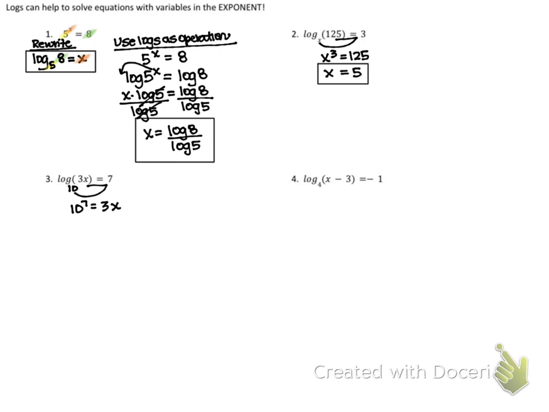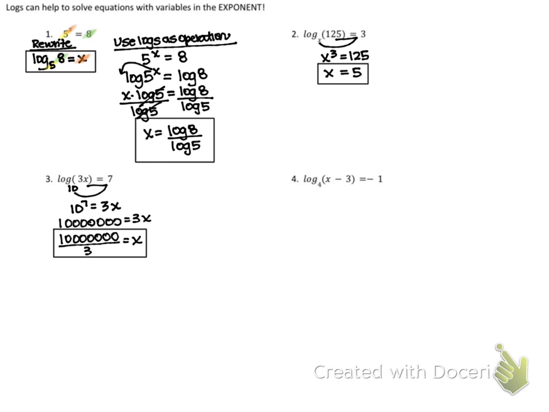If it was like 3 to the 7th, no way, because you don't have that trick with 10s that you do with 3s. So this would be 3 to the 7th equals 3x, and then just divide by 3. So 3 to the 7th divided by 3. That's it.